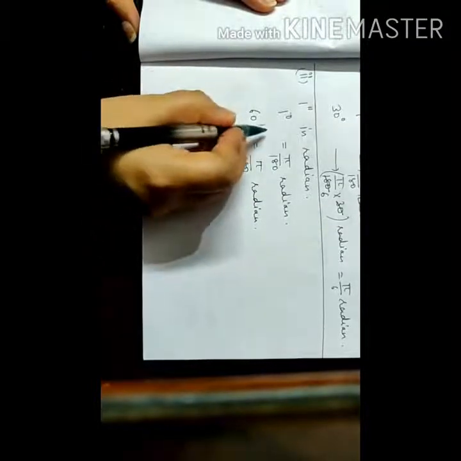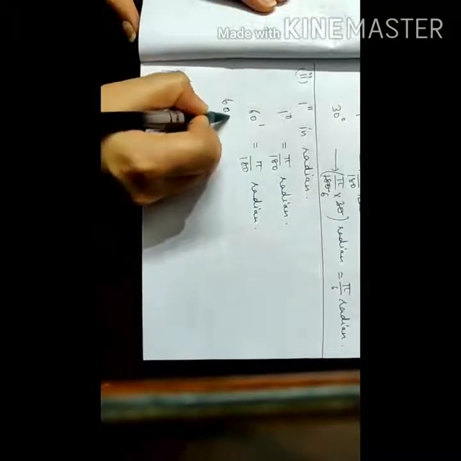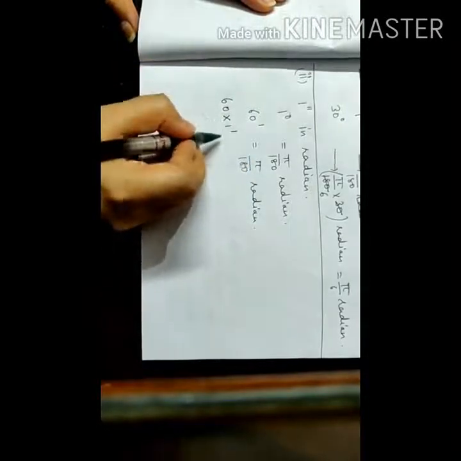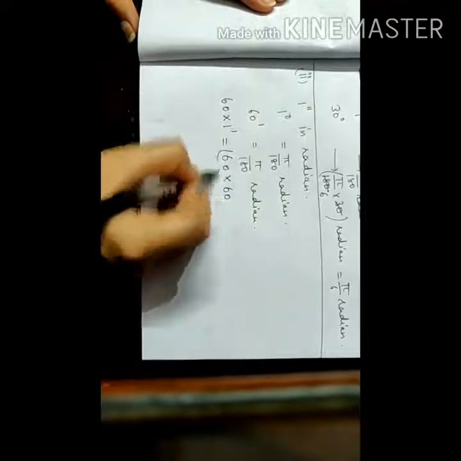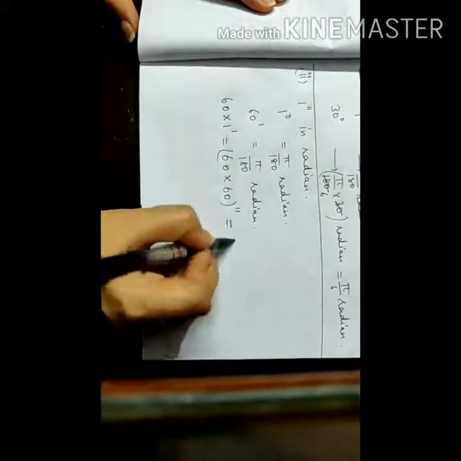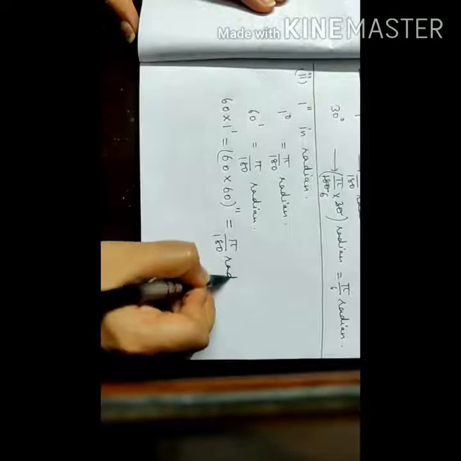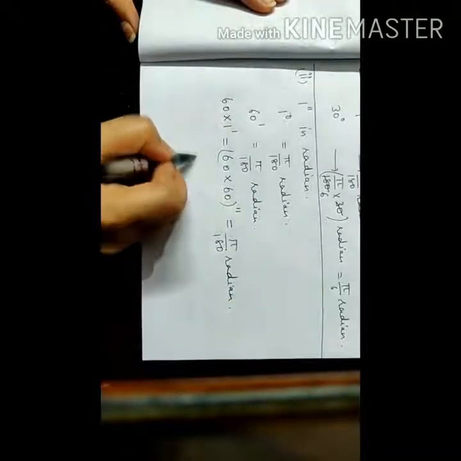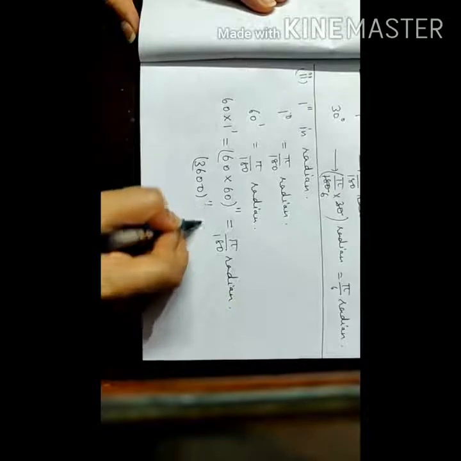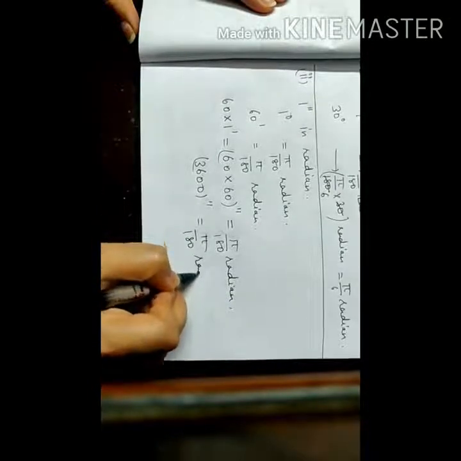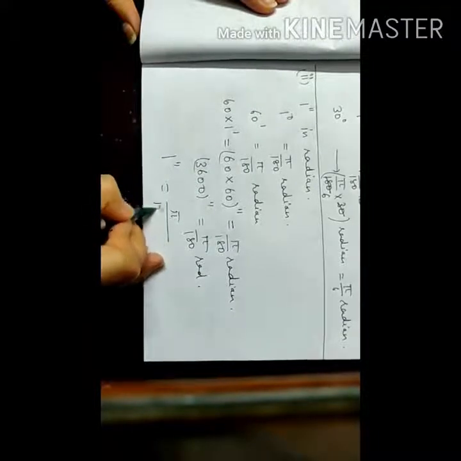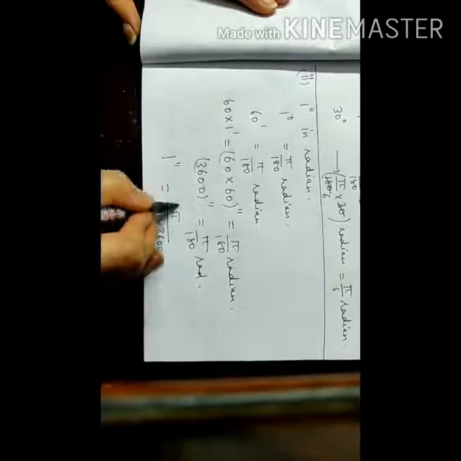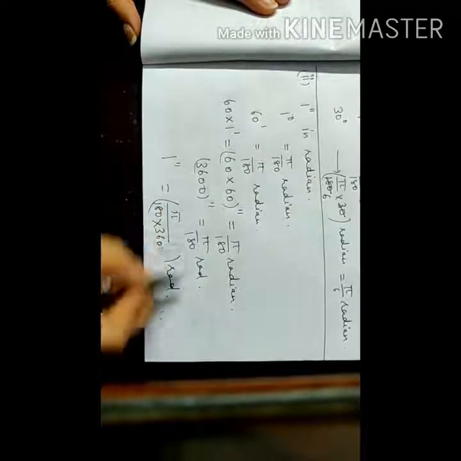Right? Now 1 minute is equal to how many? 60 into 1 minute. I can write it like this, 60 into 1 minute. And 60 into 1 minute is equal to 60 seconds. 60 seconds is equal to pi by 180 radian. Now solve it. This is 3600 seconds is equal to pi by 180 radian. Hence 1 second will be equal to, 3600 goes in the denominator, 180 by 3600 radian. You can solve this, otherwise this is also okay.